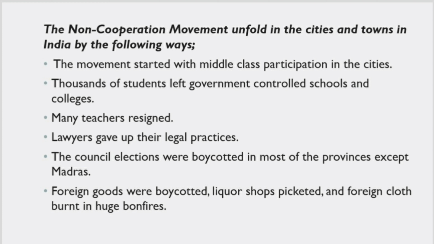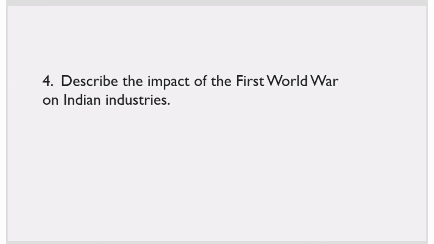The council elections were boycotted in most of the provinces except Madras, and foreign goods were boycotted. Liquor shops were picketed and foreign clothes burned in huge bonfires. So this is how the movement in towns and cities started. Let's go to question 4.